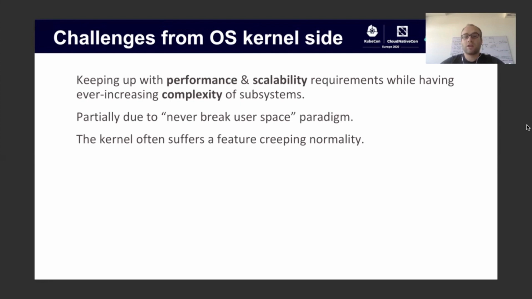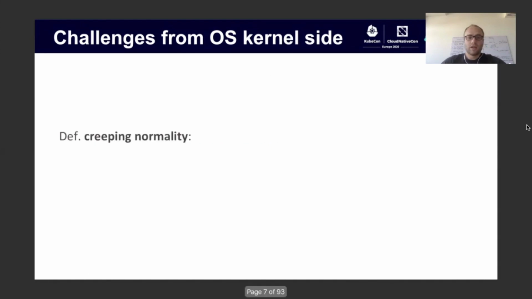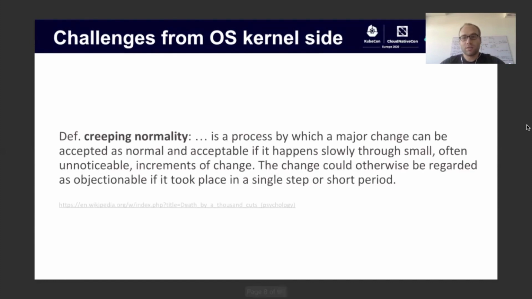It means that the kernel often suffers from feature creeping normality, as you can call it. What does it mean? Well, users or developers add more and more features to the Linux kernel. It becomes more complex, and nobody is potentially able to understand all of those. There's actually an interesting definition of creeping normality on Wikipedia even. It's defined as a process by which a major change that would otherwise be rejected when proposed as is can be accepted as normal or seen as acceptable if it happens through small and incremental, unnoticeable changes.